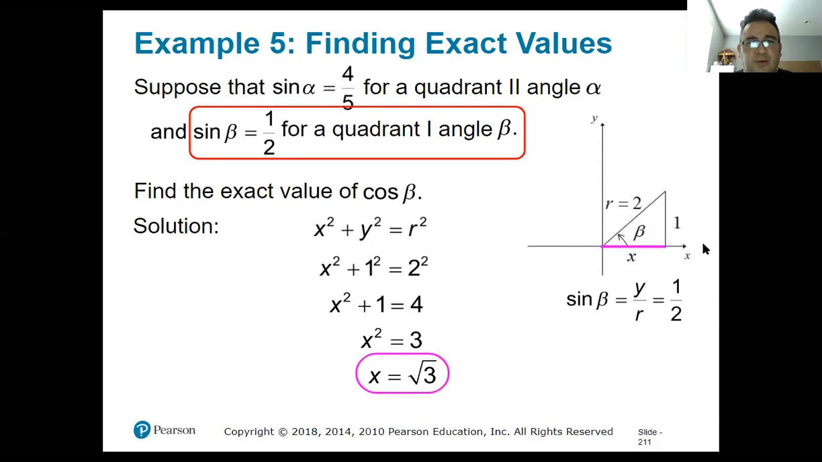So we got the square root of 3. So my answer is the square root of 3, correct? No, why not? I need to find what? Cosine of beta. So it'd be the square root of 3 over 2.